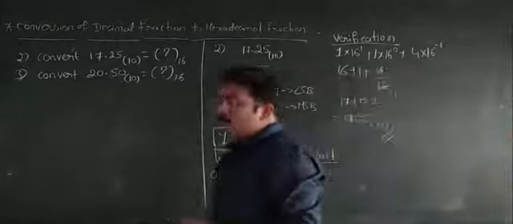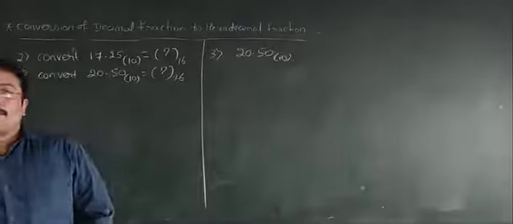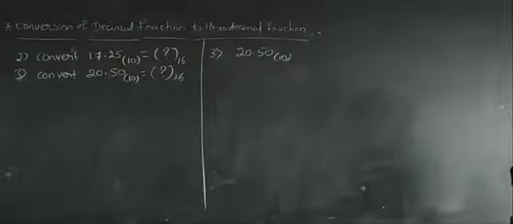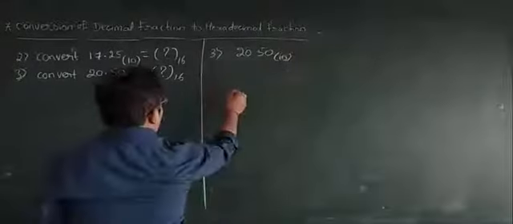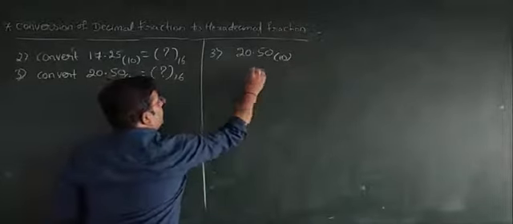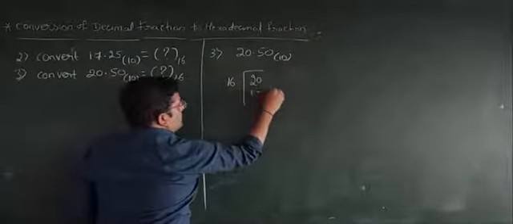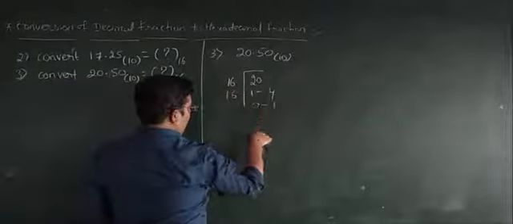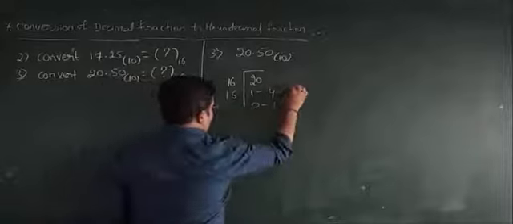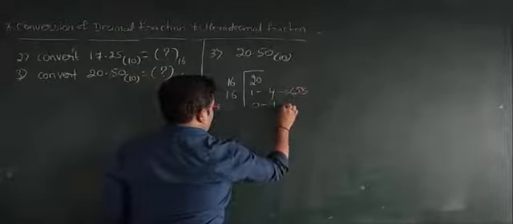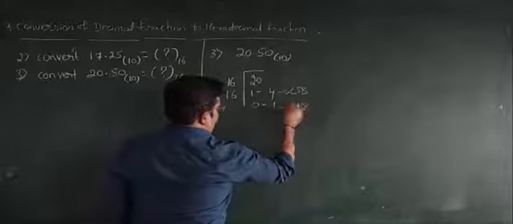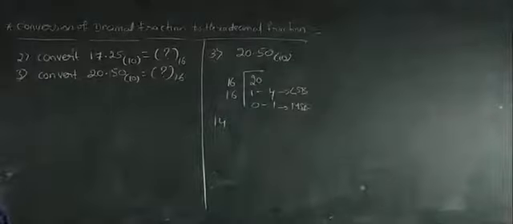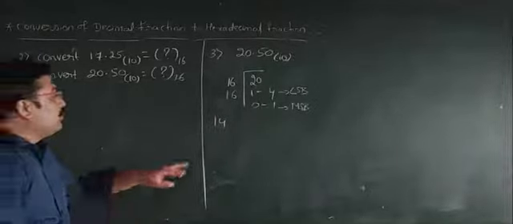So let us take one more example: 20.50 decimal number, convert to hexadecimal fraction. So the integral part, divide it by 16. 16 ones are 16. Remainder is 4. 16 zeros are 0. Remainder is 1. So first remainder is LSD, last remainder is MSD. So the equivalent hexadecimal number of 20 is 14.